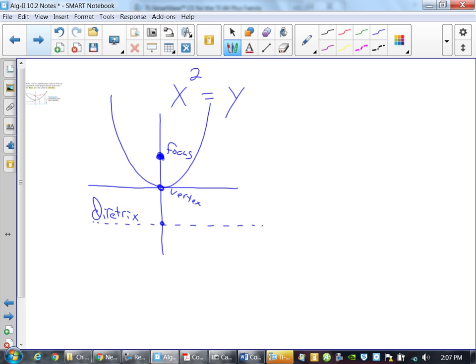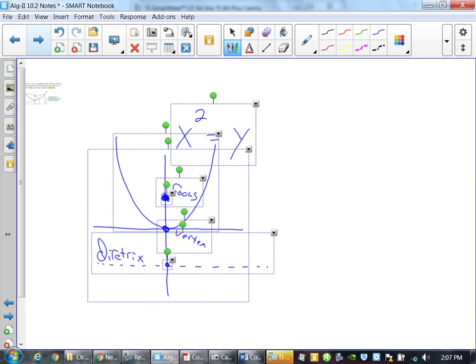But the idea is that this focus value moves depending upon how open or how narrow your parabola is. This directrix keeps it balanced going upward. If it's going up, the directrix is behind it. So let me show you what happens with this.